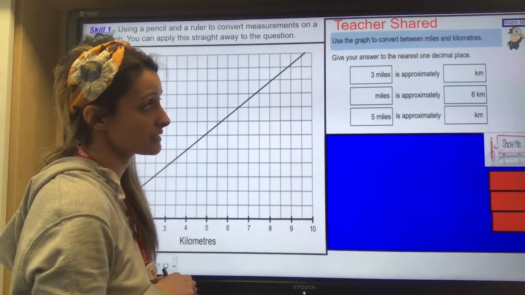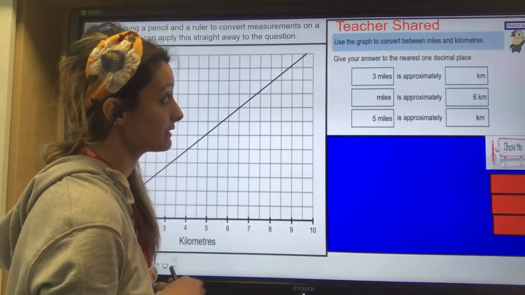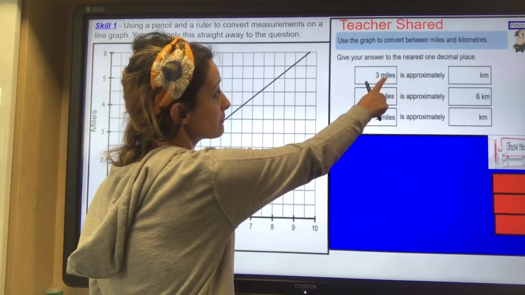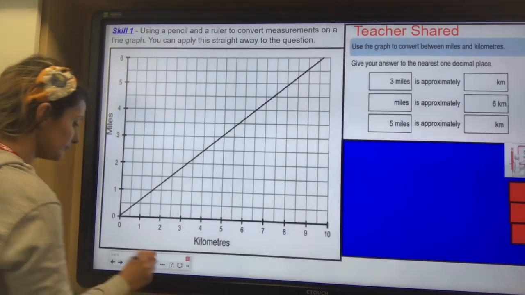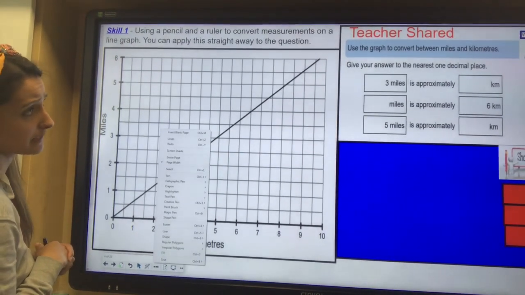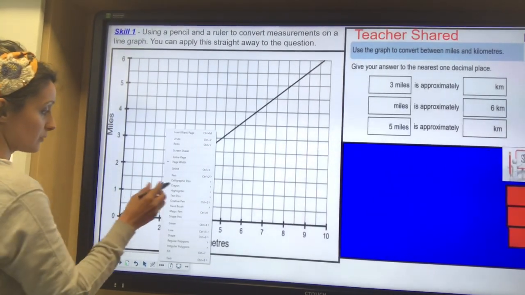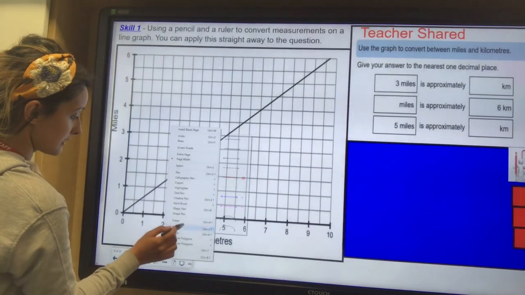So you can put it into decimal places, you can also leave it at that as well. So, 3 miles is approximately how many kilometres? Now, I don't have to put it in just necessarily nearest 1 decimal place. I can keep it as a whole number. They also accepted that answer as well. So let's have a look here.